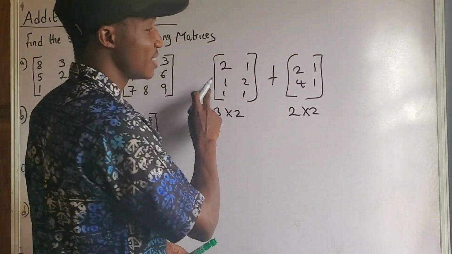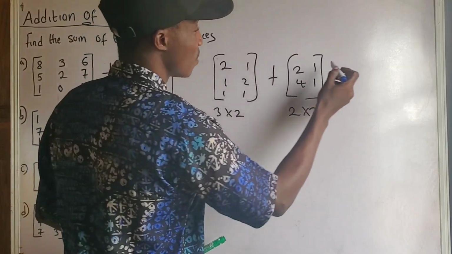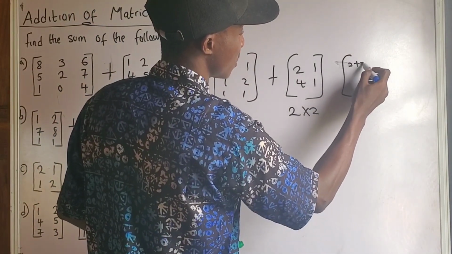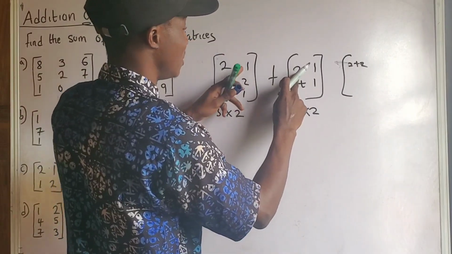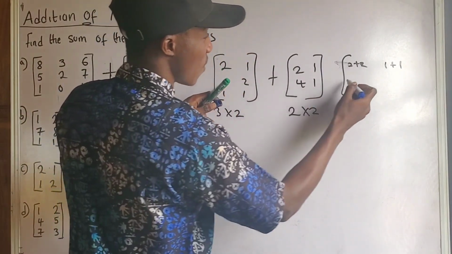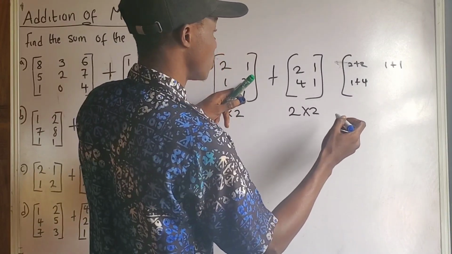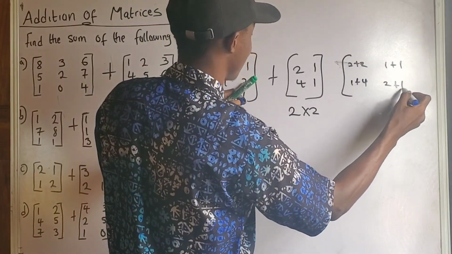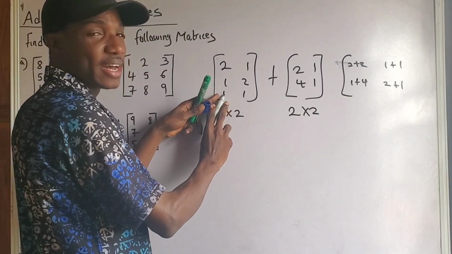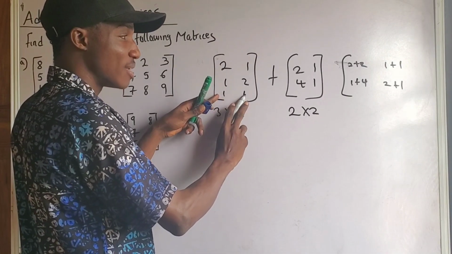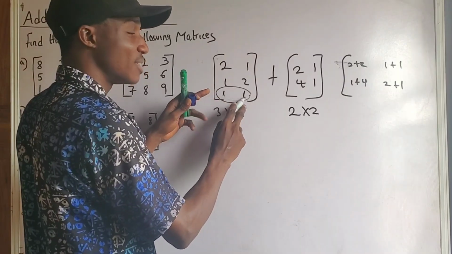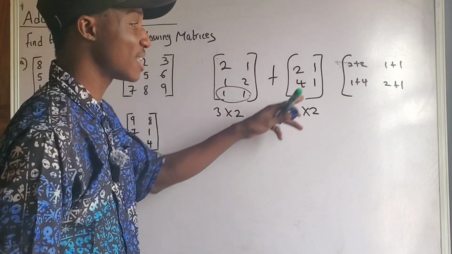Now, let us try adding these two together. This will be 2 plus 2, this 2 plus this 2. Then this 1 plus this 1, then this 1 plus this 4, then this 2 plus this 1. Now, you can see that we are still left with the third row, which is 1 and 1. There is no element present inside the second matrix to add to this 1 and this 1.